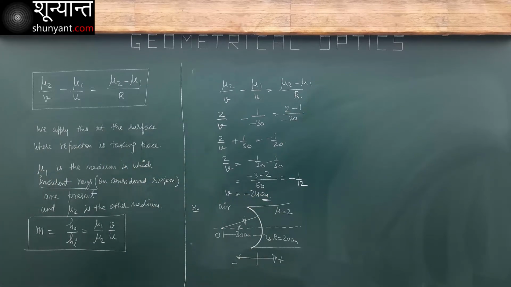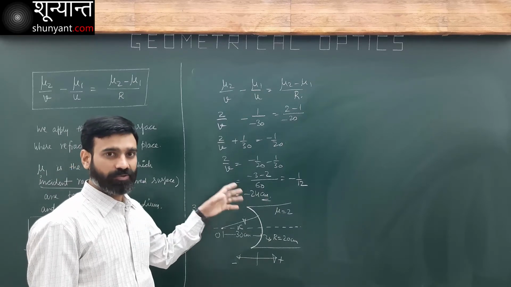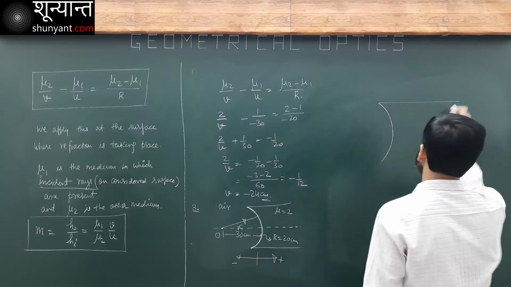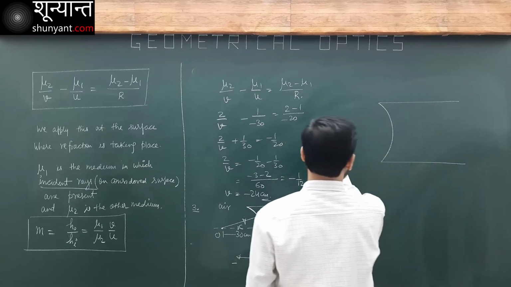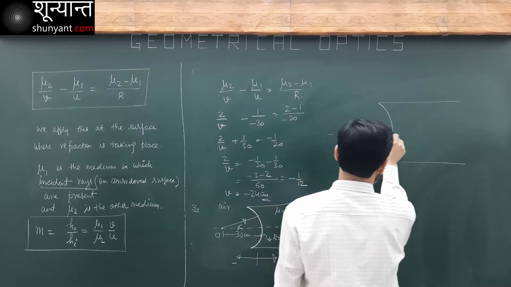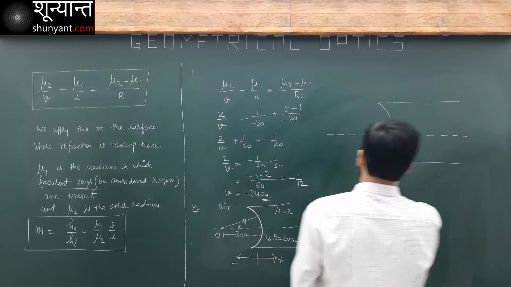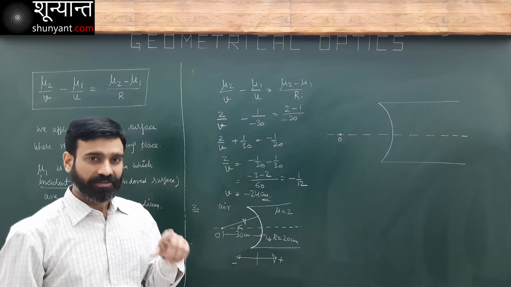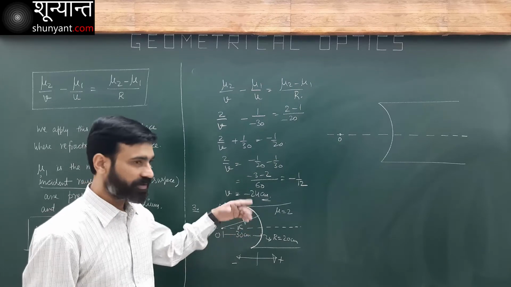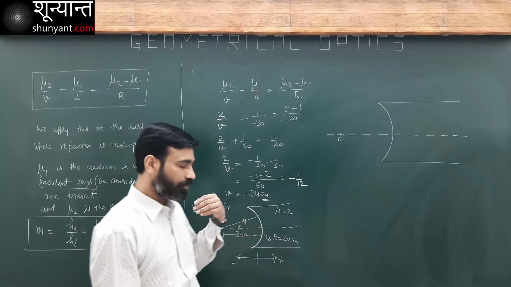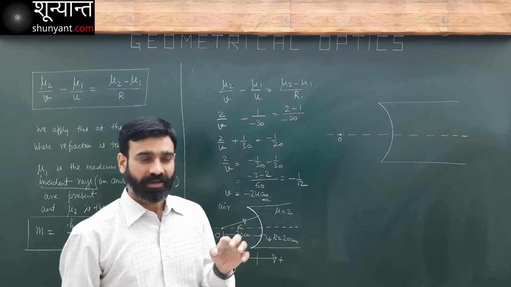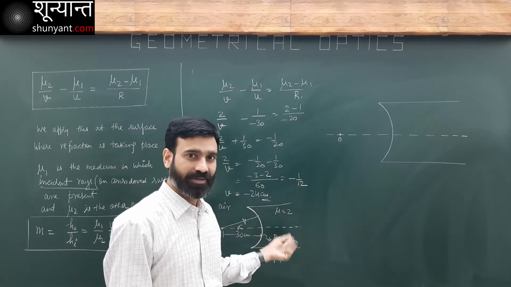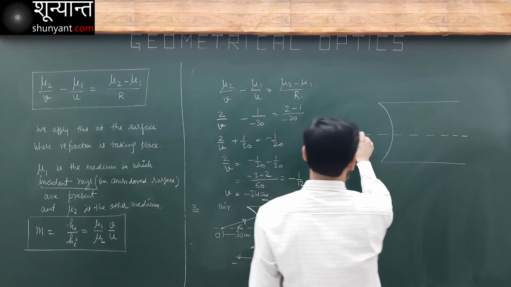Minus 24 centimeter. That means, is it a real image or a virtual image? Can you figure out what type of image it is going to be? Object is here. This is my object. Object and image are on the same side, and this is a case of refraction. In refraction, light goes to the other side. So if I have a real image, it must form on the other side. That means this is a virtual image.